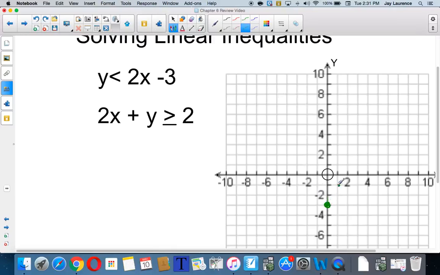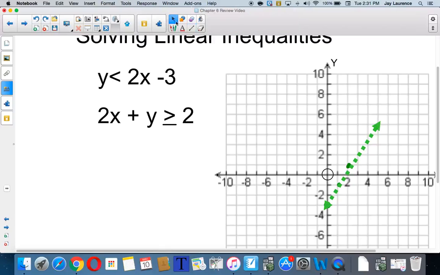My slope is 2 over 1. And remember, it's not equal to, this is something some of you have forgotten, it's not equal to, so I am going to have a broken line. Lost my line there, where'd it go? All right, so I'm going to have a broken line.